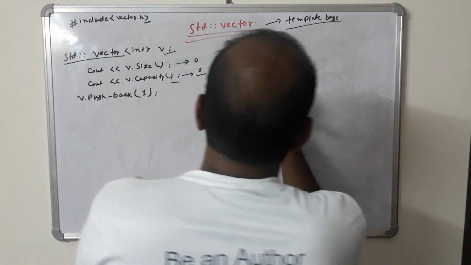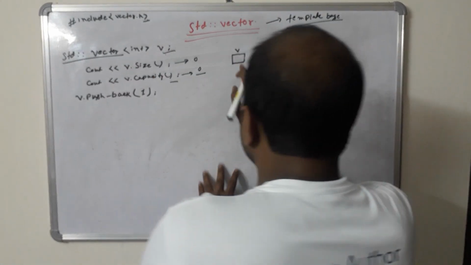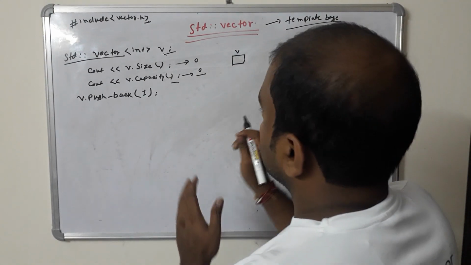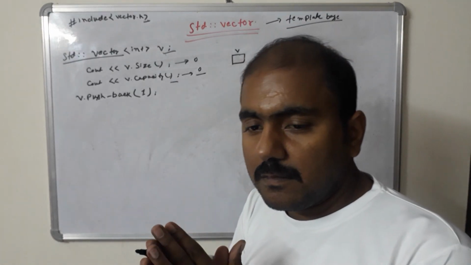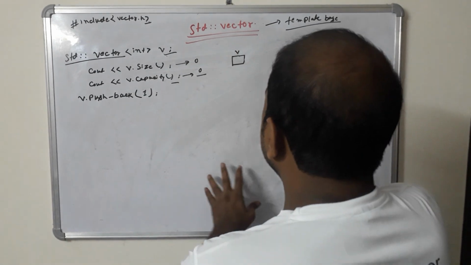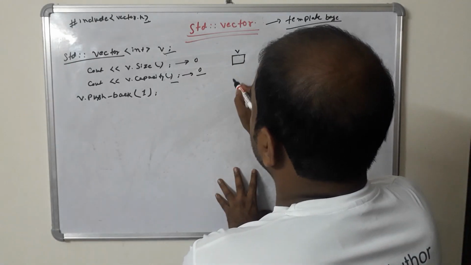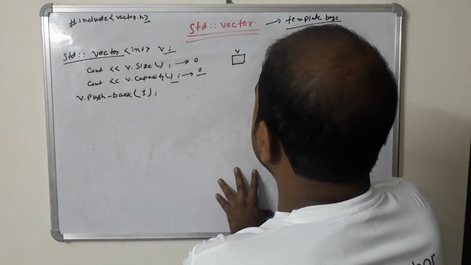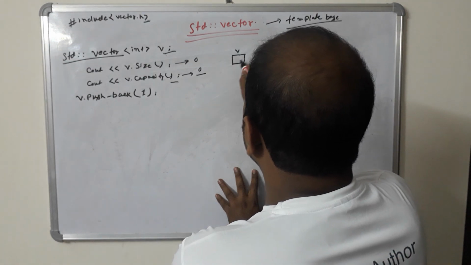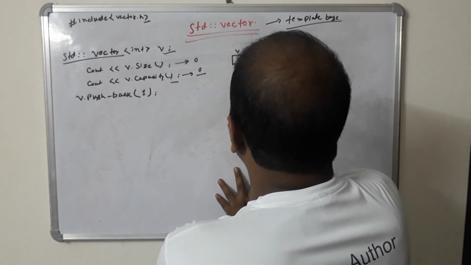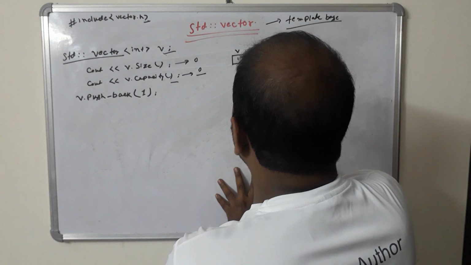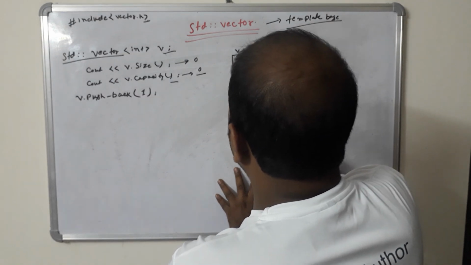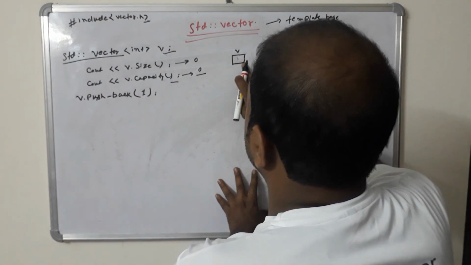So what will it do? This is the vector object, and it contains some values. When you are inserting, it is not inserting like this, where here it will write 1. This is the object, and this is not going to change.